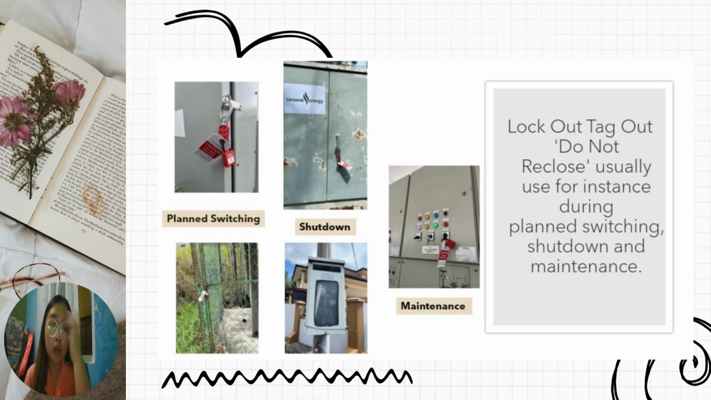This is lockout, do not reclose, which is usually used for instance during plant shutdown, maintenance, and plant switching. I already joined three times for the plant switching, shutdown, and maintenance, and these three activities use do not reclose. And the locks we only open by the authorized person, who is in charge of that switching.